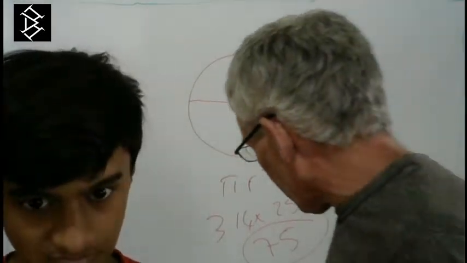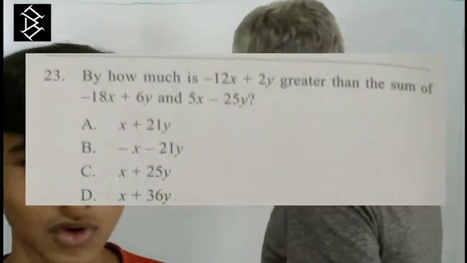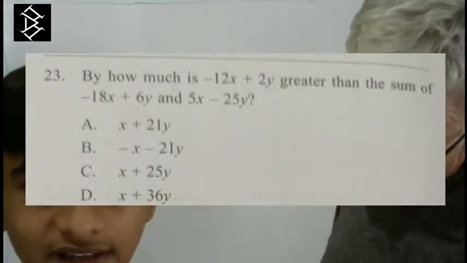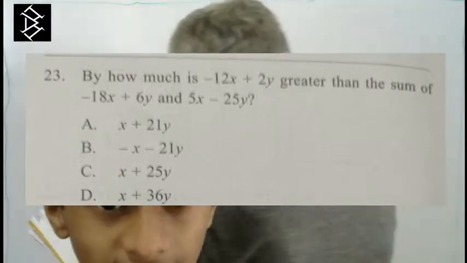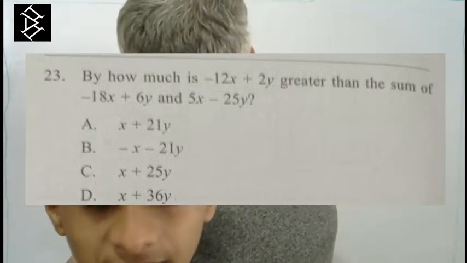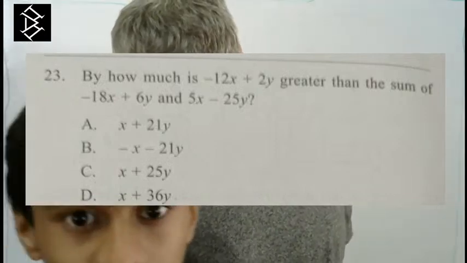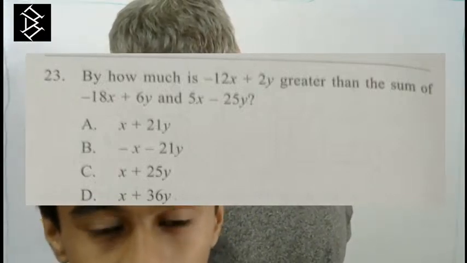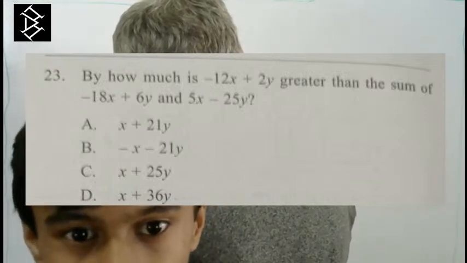Okay, next one, very, very simple as well. I've told you how to do that very quickly. So, by how much is minus 12x plus 2y greater than the sum of minus 18x plus 6y and 5x minus 25y? So, first of all, you can do the sum of that, minus 18 plus 5x and plus 6 plus minus 25y. So, you can try it for yourself. We'll do it on the whiteboard.